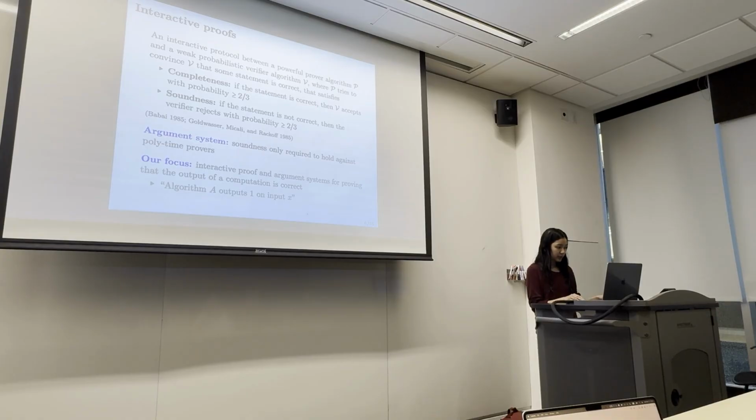I'll also note a couple of things here. In this work, we're interested not just in interactive proofs, but also in argument systems. An argument system is defined just the same, except that the soundness condition is only required to hold against efficient provers. In the interactive proof definition, soundness is stronger: it has to hold against all provers, even the computationally unbounded ones. Also, the focus of this work is going to be on interactive proofs and argument systems for proving that the output of some computation is correct. So the statements that we're going to be interested in are of the form: algorithm A outputs 1 on input X.